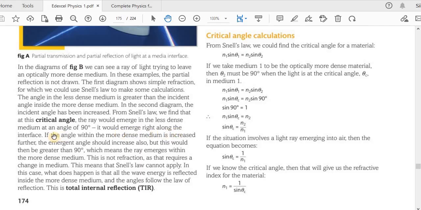It would emerge right along the interface. Okay, we read that, which means the ray emerges within the more dense medium. This is not refraction, as that requires a change in medium. This means that Snell's law cannot apply. Snell's law should apply when there is an angle of incidence and an angle of refraction. In this case, all the wave energy is reflected inside the more dense medium, and the angles follow the law of reflection. This is total internal reflection.